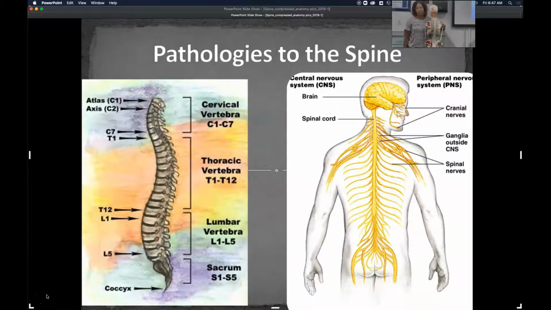Your online lecture for Pathologies of the Spine. I am Dr. Cosby, and today we will be using Harry, the skeleton, to help us dive deep into spinal anatomy and then into the pathologies that will plague the spinal column.